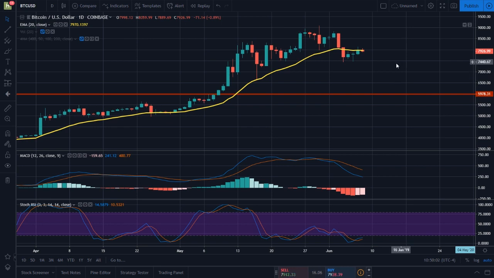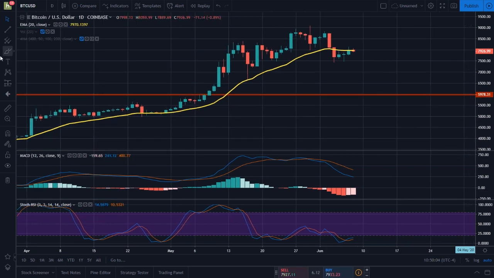In the MACD, you have two lines. You have the MACD line and you have the signal line. This right here is the MACD line, and this right here is the signal line. These two lines are calculated in a certain way. I'm not getting into it. They're based on these numbers over here.